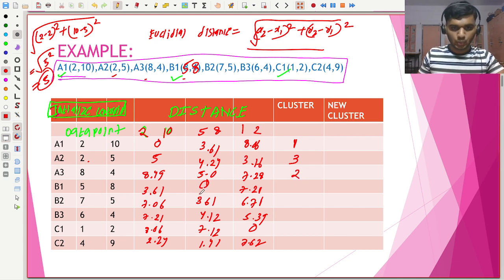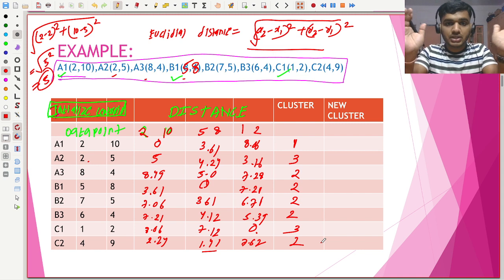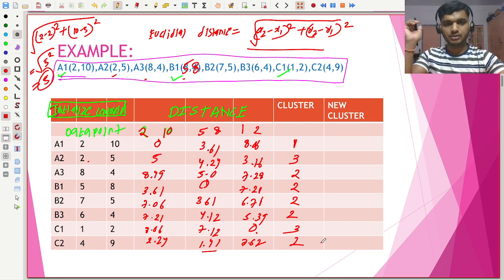Centered 2. If you notice here 0 is minimum, that is center 2. Here the minimum is 3.61, that is also 2. Here you notice 4.12, that means 2. Here you notice the cluster 3, that is 0. Here you notice 1.41, that is 2. Okay, it is your cluster. Now you will find the next step, continuing with the updation of centers.